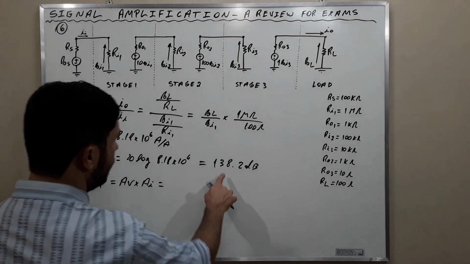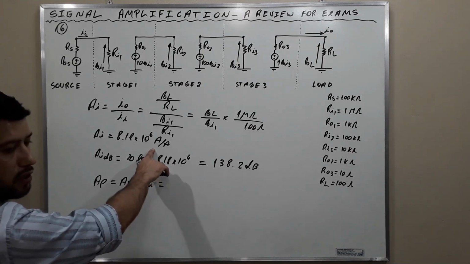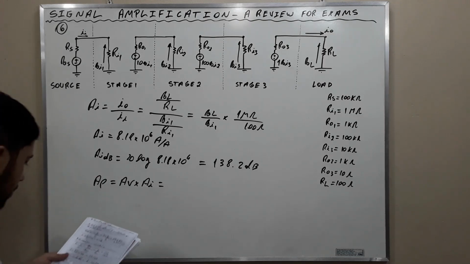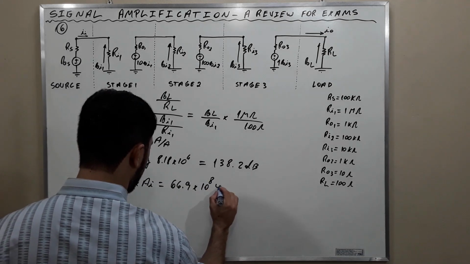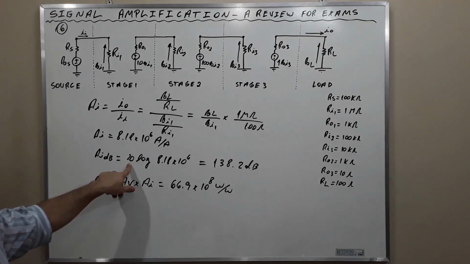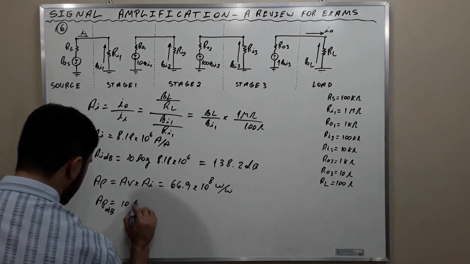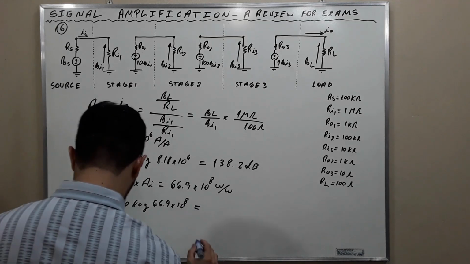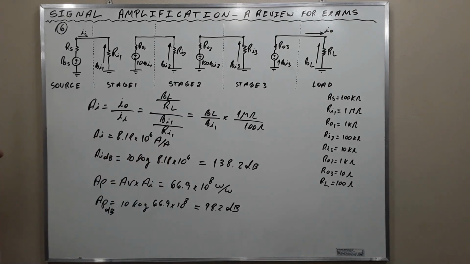And this is equal to, we multiply this, this is in decibel, but this is in amperes per ampere. We use the value in amperes per ampere. We use the value of the voltage gain that we calculated, and we get a power gain equal to 66.9 times 10 to the 8th watts per watt. And to convert this into decibels, we don't multiply by 20. Remember this, we multiply by 10. So the power gain in decibels is equal to 10 times the logarithm of 66.9 times 10 to the 8th, which is equal to 98.2 decibels. Okay, my friends, this is all for this exercise.